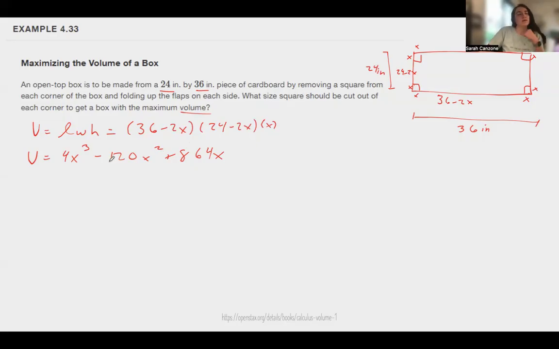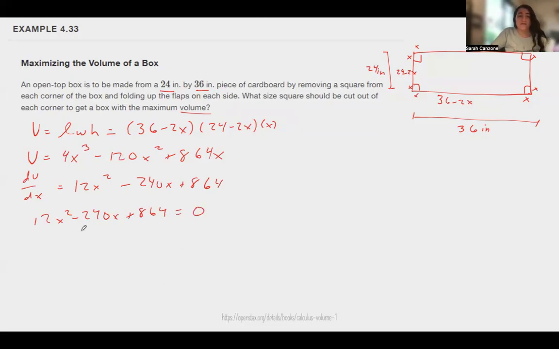All right. Well, we're still looking to maximize our volume. So then dV/dx is going to be the derivative of this. So this is 12x squared minus 240x plus 864. But we're looking for the critical values. We know that means setting it equal to 0 and solving. So that's 12x squared minus 240x plus 864 equals 0.